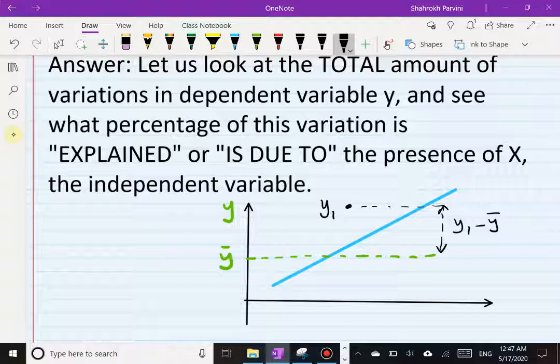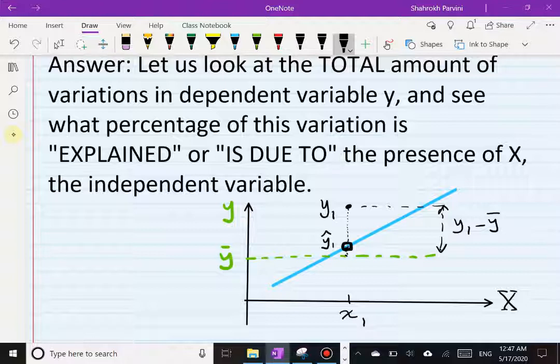Now when you look at the vertical distance from y1 to y bar, remember y bar is the overall mean of all y values. Well, we can take a look at this distance, right in here, which I have boxed in. This is the predicted value of y. We're going to call it y hat 1, and this is done for x1. Remember, the independent variable is x, and the dependent variable is y.